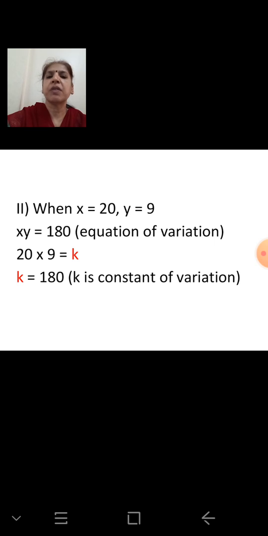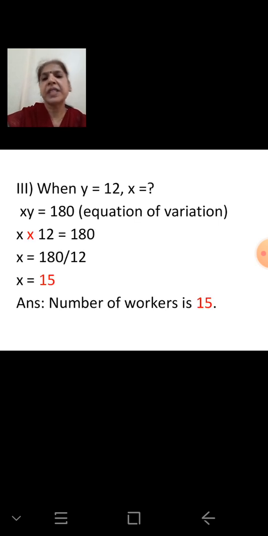Substitute the values. Now which pair? 20 into 9. Now 20 into 9 is 180. So k is 180. Previously also we got 180. Now also we got 180. It is verified that k is constant and we are getting it constant, 180. And here the product is constant. Now the next pair, missing values.